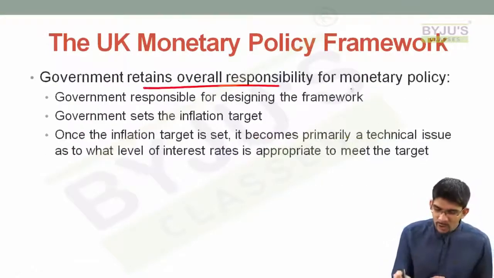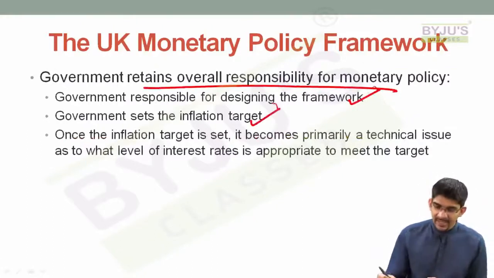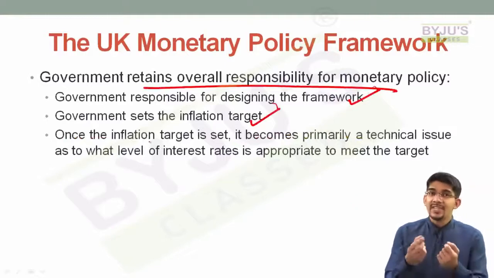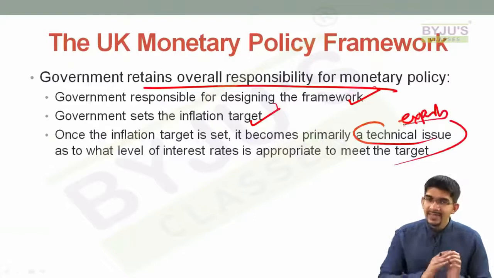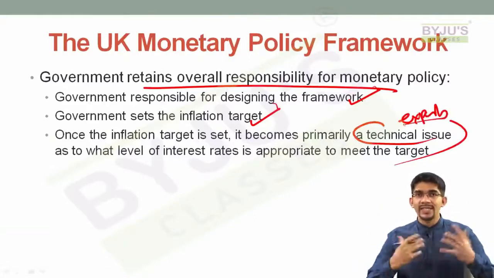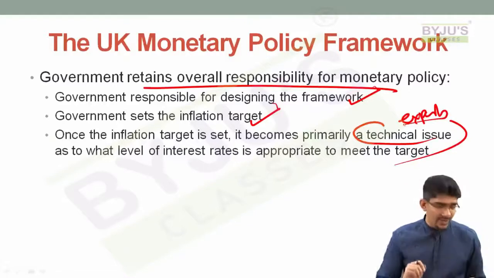Now, the government retains overall responsibility for monetary policy, designates a framework, and sets the inflation target. And once the inflation target is set, then it's a technical issue. Then experts are required, which is why the monetary policy committee will take over and decide what is to be done to maintain that inflation rate, to maintain the 2% inflation rate.